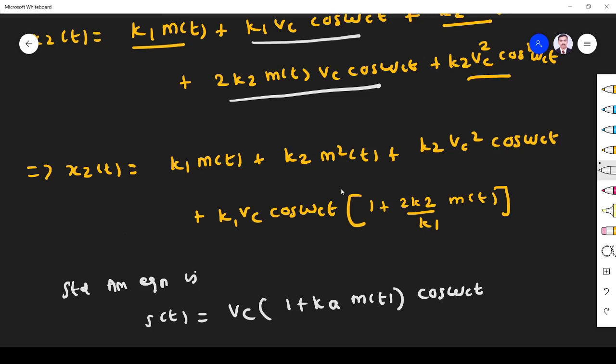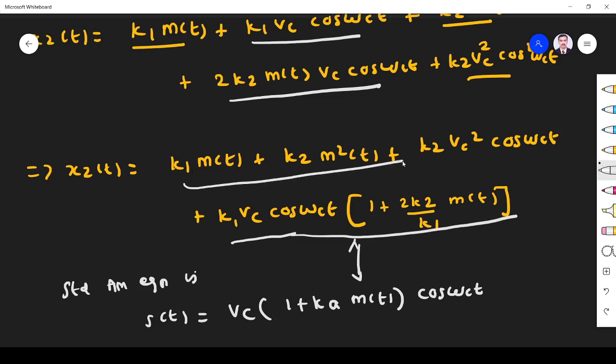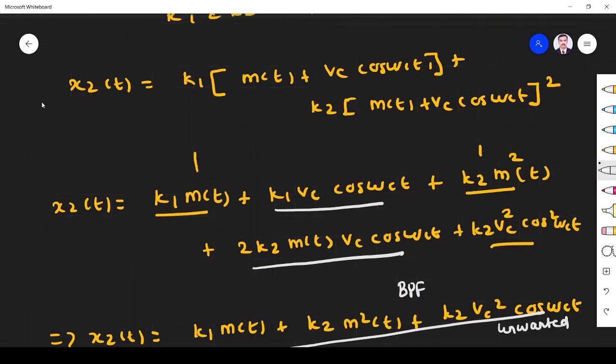So we compare both the equation. This term is like the AM wave equation, right? It is similar to AM. So these three terms are unwanted terms for AM, right? So these three terms are removed by using a band pass filter. That's why we are using a band pass filter to remove all three terms.